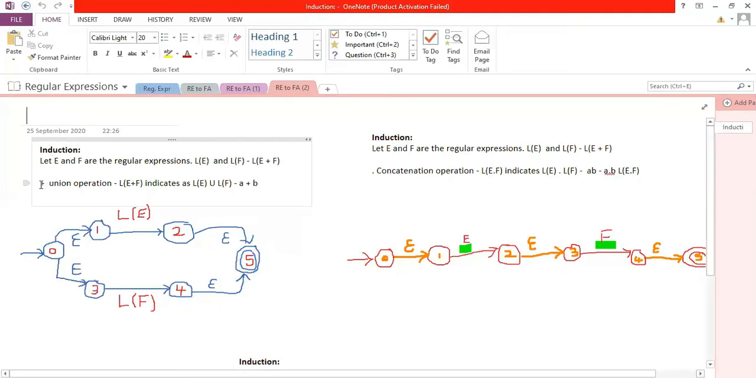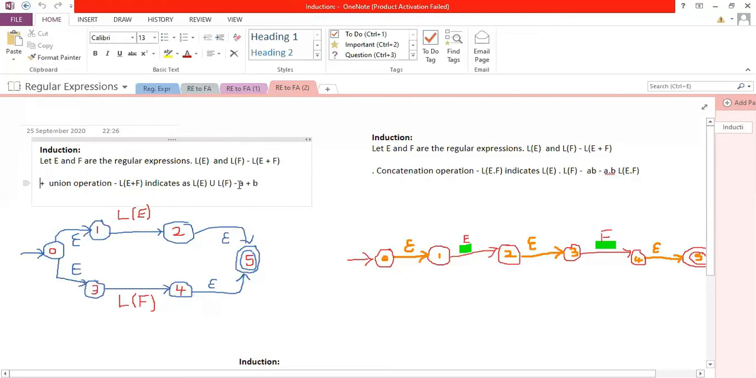The first operator is plus. Plus is a union operation, as we have understood. Whenever I use plus, it is said to be or, either or. So understand properly: let E and F be regular expressions. Then correspondingly we have L of E, the language accepted by the regular expression E, and L of F, the language accepted by the regular expression F. Now, how do I represent that? I represent it as L of E plus F, that is either E or F. It is a union operation, so it is L of E union L of F.